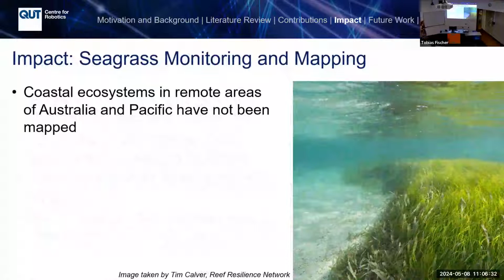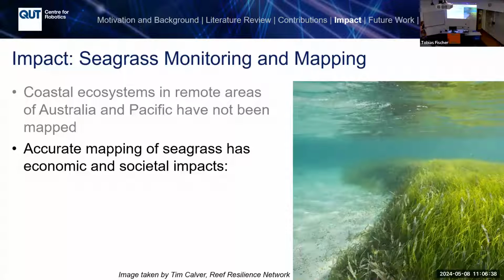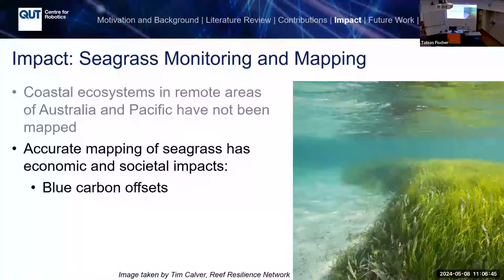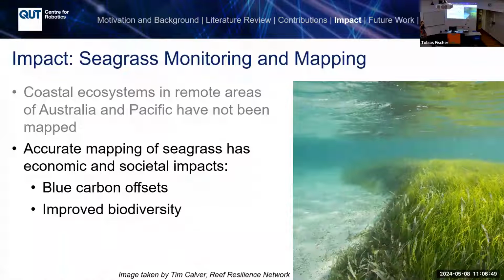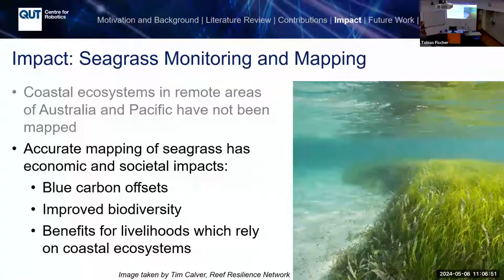At the higher level, coastal ecosystems in remote areas of Australia and the Pacific have not yet been mapped. But accurately mapping these ecosystems can have huge economic and societal impacts in terms of blue carbon offsets, improved biodiversity that comes from protecting these ecosystems, and there are also benefits for people's livelihoods which rely on these coastal ecosystems as well.